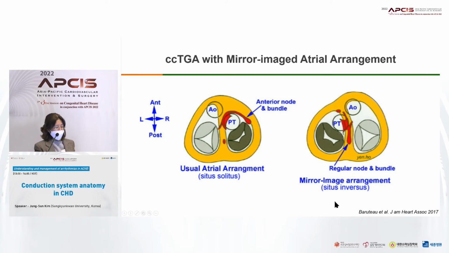Another variation of atrioventricular conduction tissue in the heart with corrected TGA is with a mirror-imaged atrial arrangement. In contrast to the usual alignment, the atrial and ventricular septa are better aligned, allowing a regularly located atrioventricular node to continue to the AV bundle in the normal fashion. After giving off the branching bundles, it further extends to an anterior bundle that ends blindly.